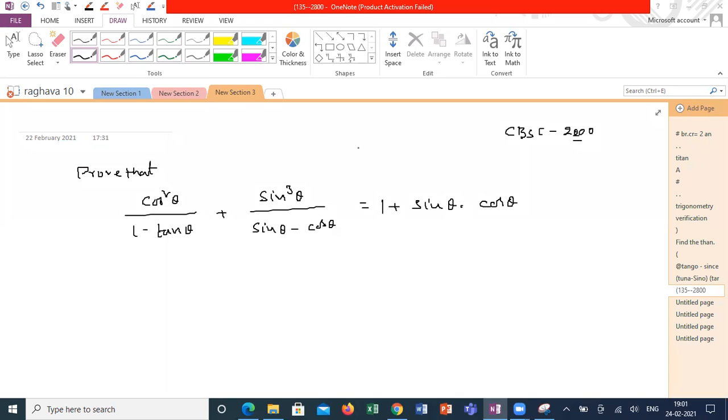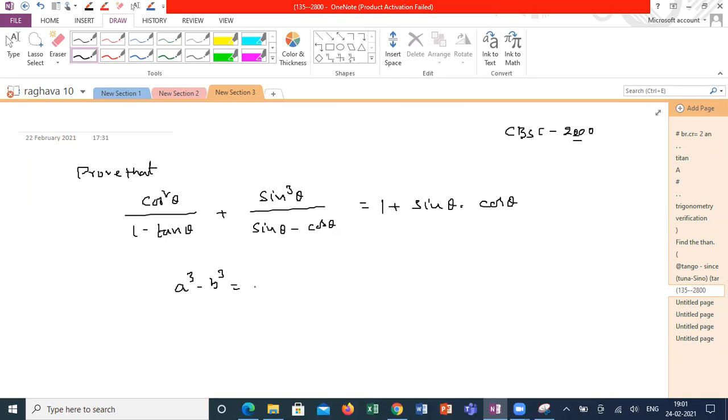Yes, anyone got the solution? How to do? Yes, Amruta, what is a cube minus b cube? Can you show the formula? A cube minus b cube formula.